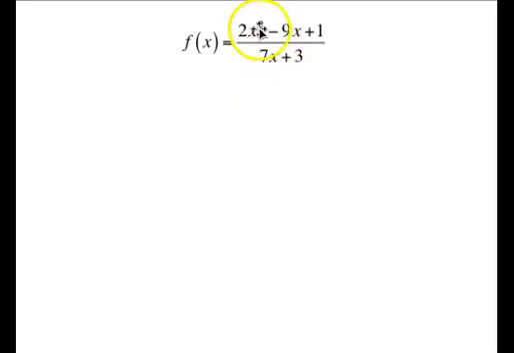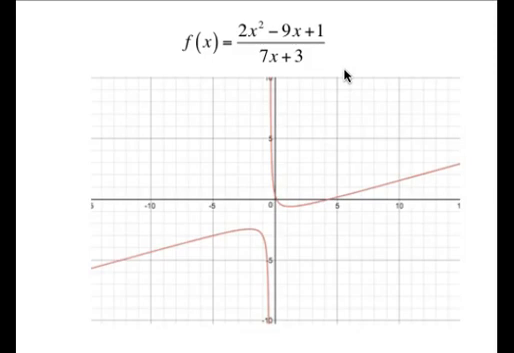Here's another example. 2x squared minus 9x plus 1 over 7x plus 3. We just, again, focus on the highest powers. It's top-heavy. So it's not going to stabilize. If you're top-heavy, you're not going to have a horizontal asymptote. So if we look, again, we can see no horizontal asymptote.